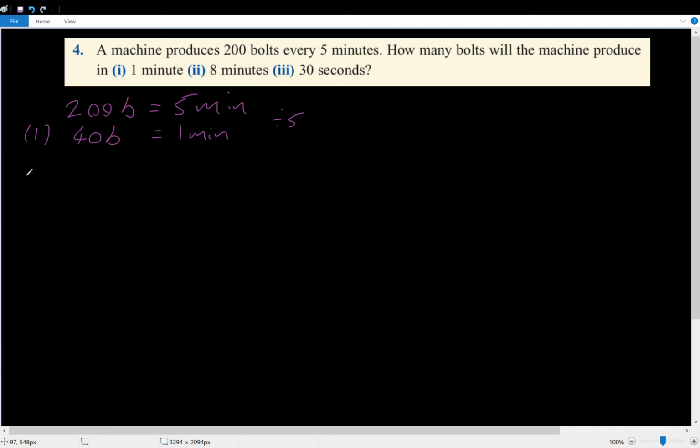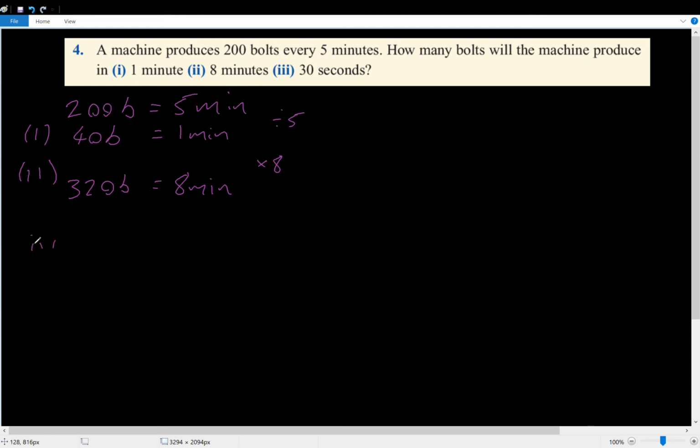Now what we've got to do is find out how many bolts the machine will produce in 8 minutes. Well, we know how many it'll produce in 1, that's 40 bolts. So if we're going up to 8 minutes, we're going to multiply by 8 to get up to 8 minutes from 1 minute. So 1 minute by 8 is 8 minutes, and 40 by 8 is 320 bolts. So the machine will produce 320 bolts in 8 minutes.